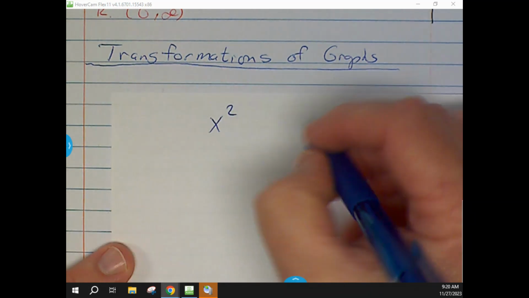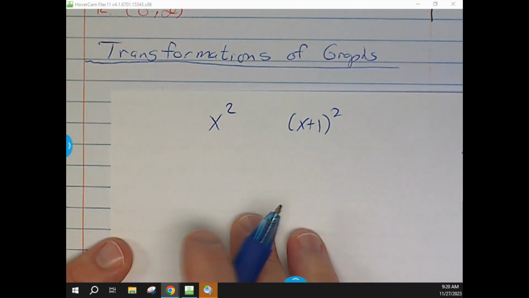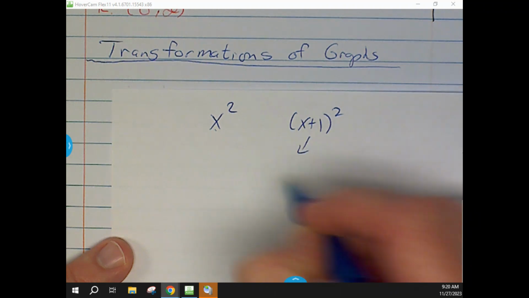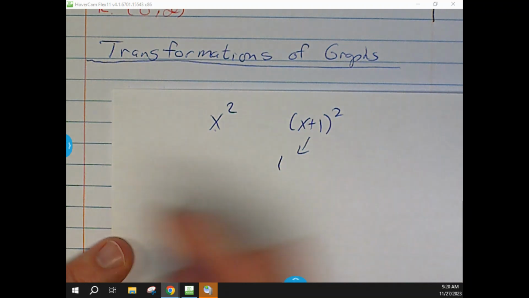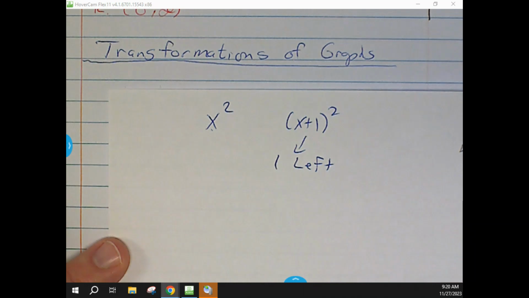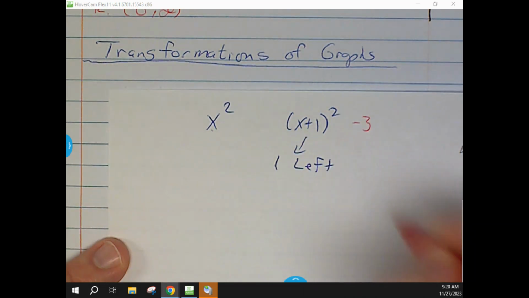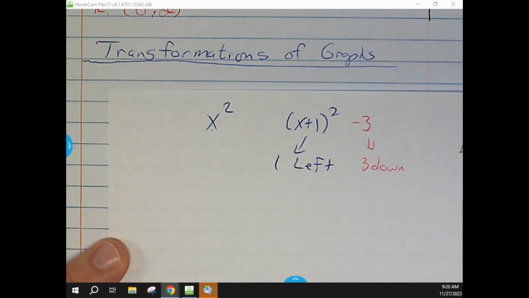If we did x plus 1 squared, and again, you don't write this part down, this is just scribbling here. If you had this graph and this graph, what did this plus 1 on the inside do to this graph? Moved it one space to the left. Remember, anything on the inside makes it go horizontal. Anything on the outside is your vertical. That's your up and down.